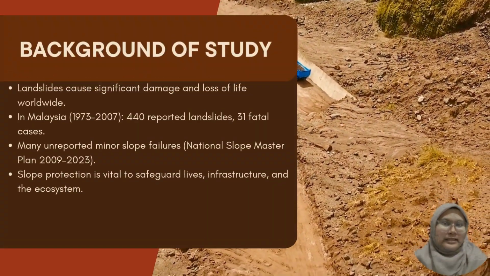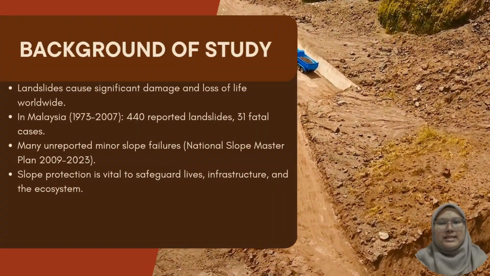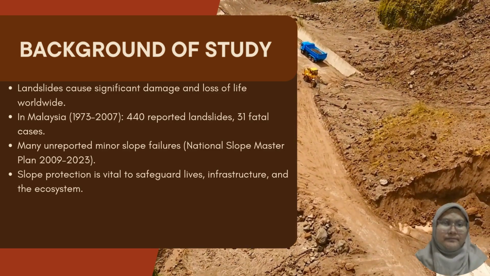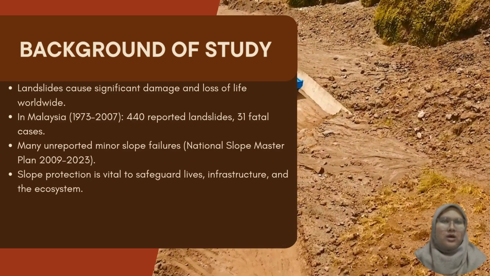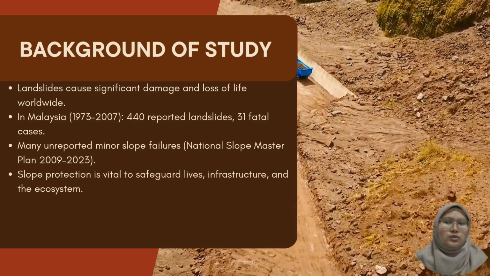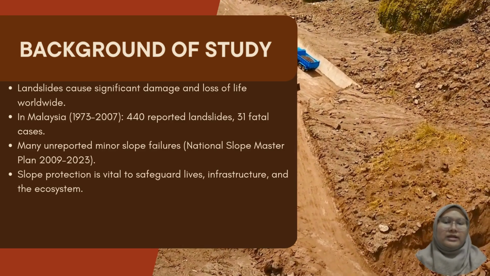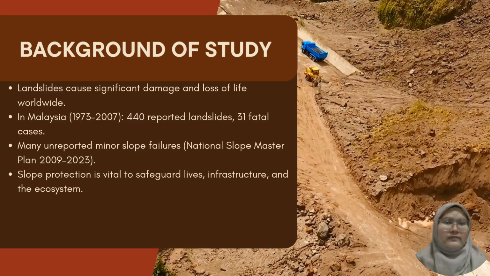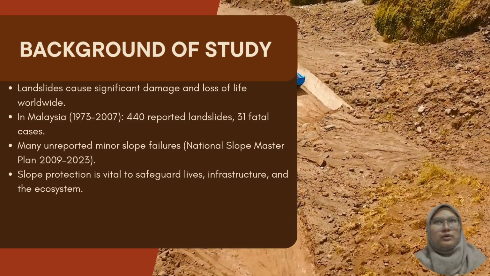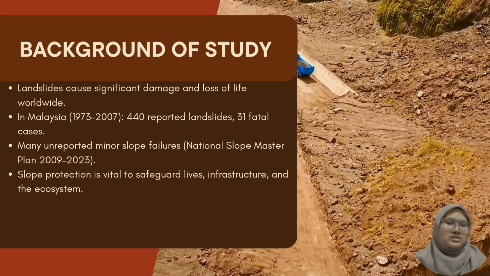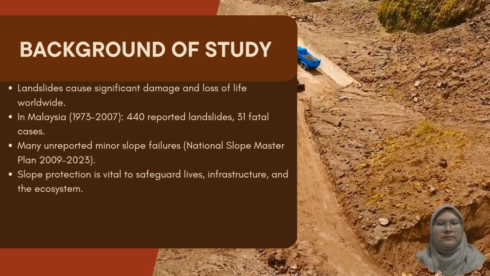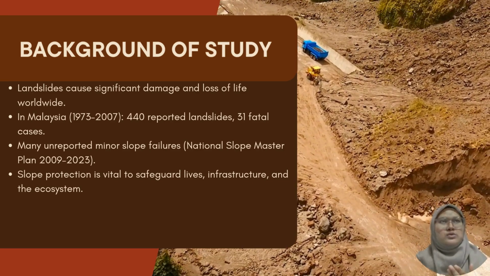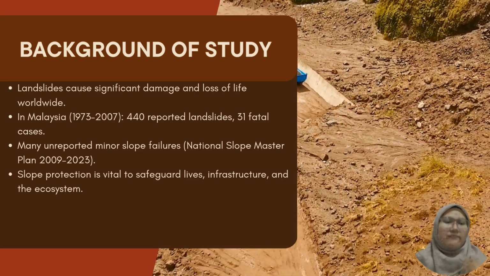Moving on to the next slide, background of the study. As we know, landslides are a serious issue in Malaysia, especially during the rainy season. From 1973 to 2007, there were 440 reported landslides with 31 fatal cases. However, many minor slope failures were unreported. So, to prevent such disasters, slope protection plays a vital role, not just to safeguard infrastructure but also lives and the environment.